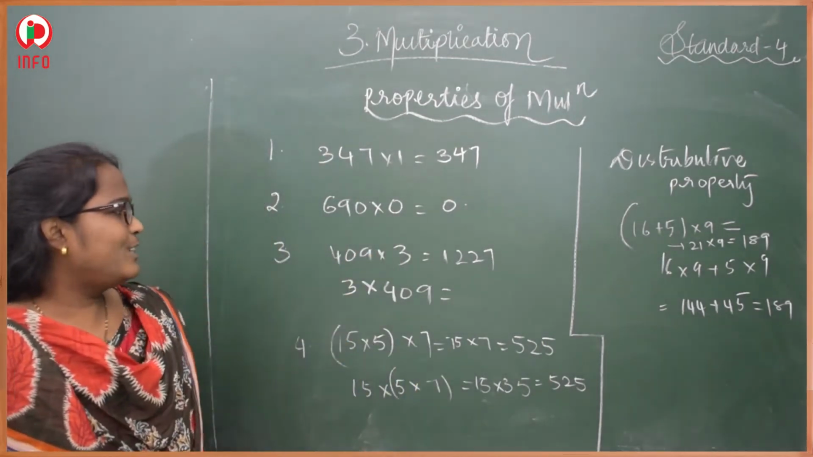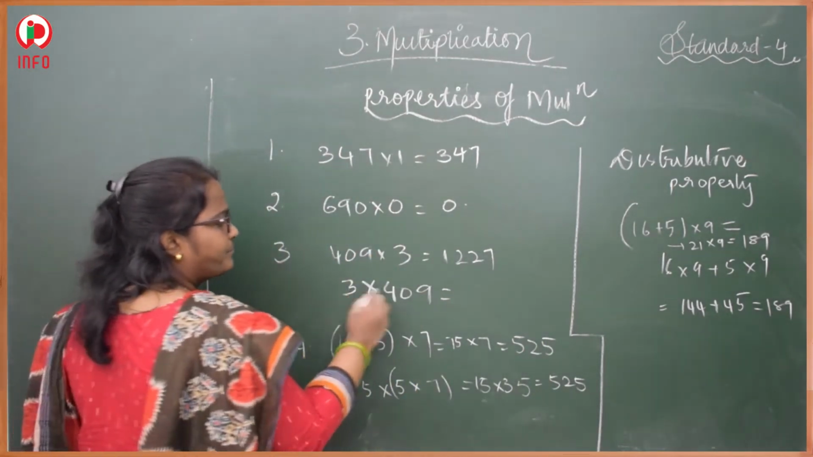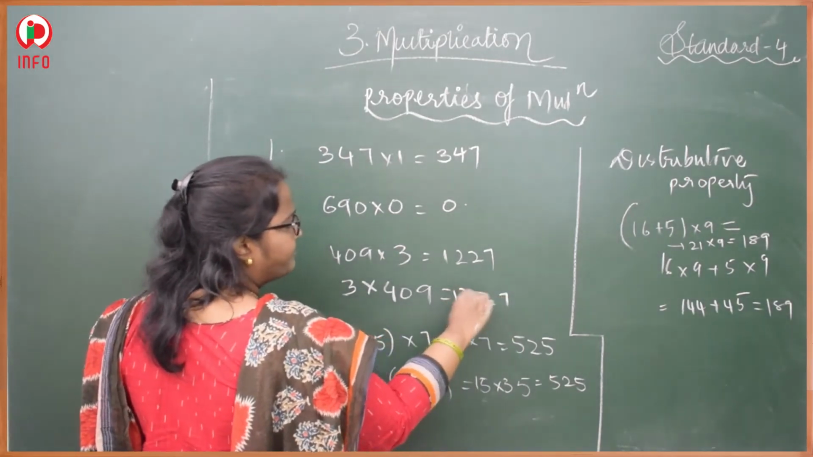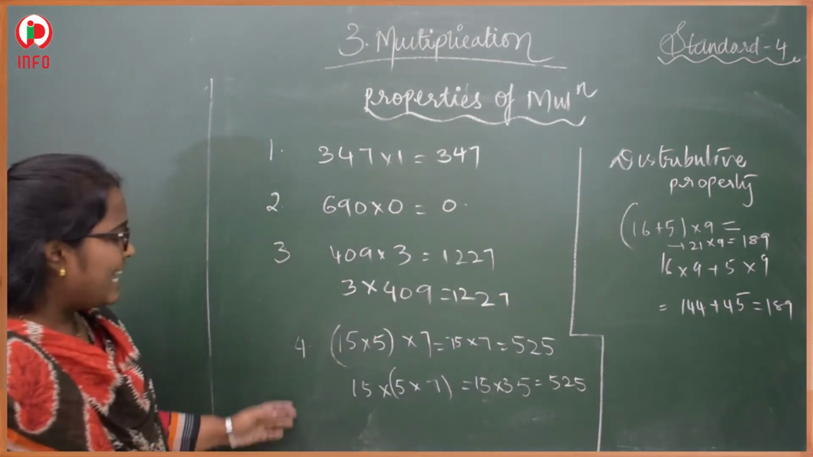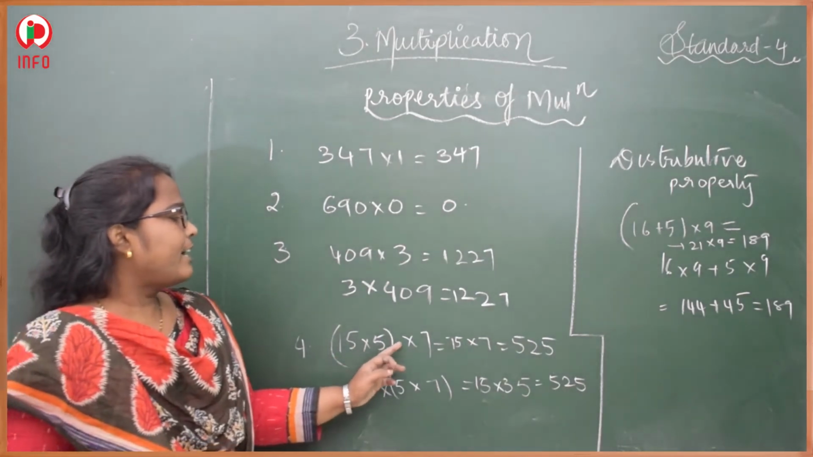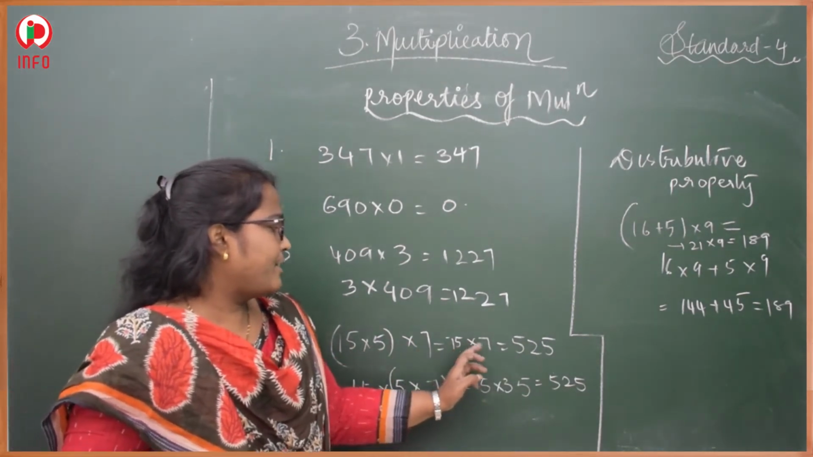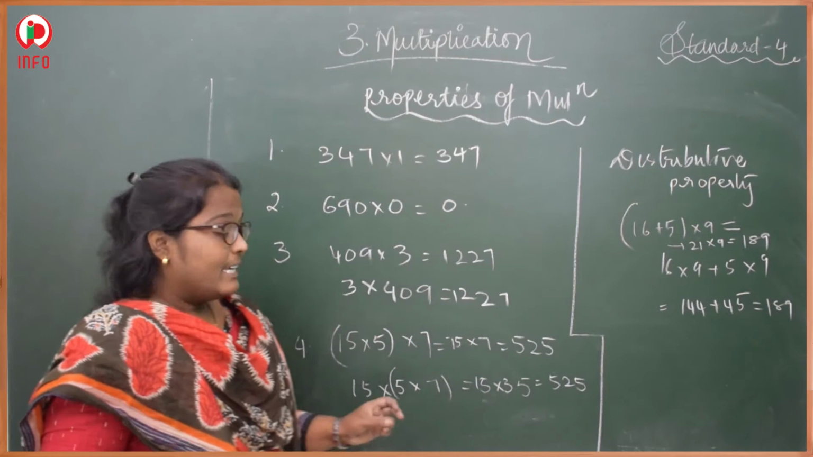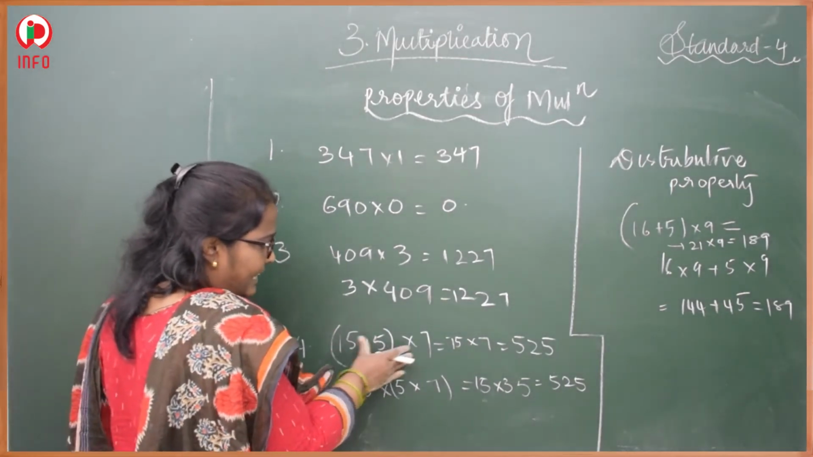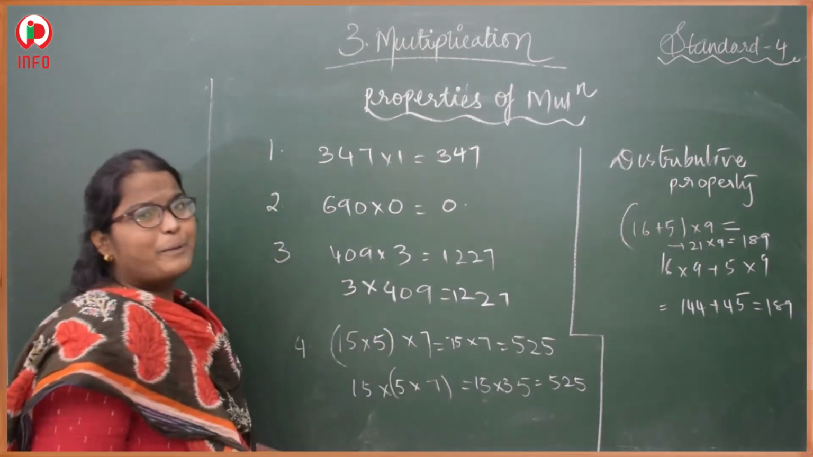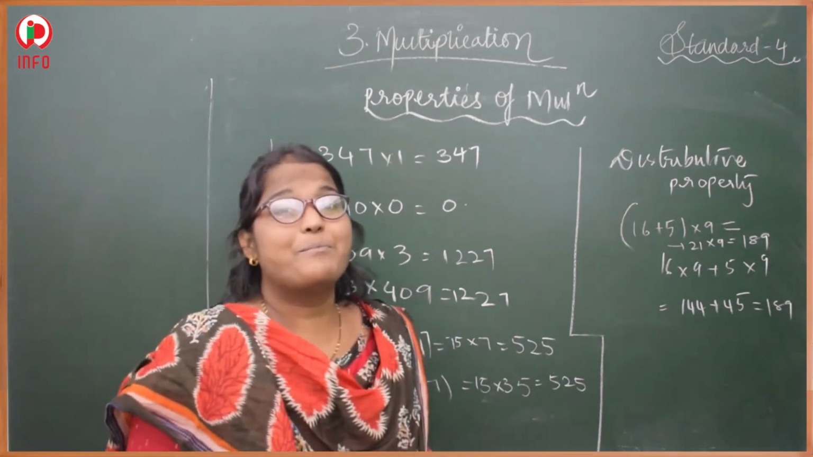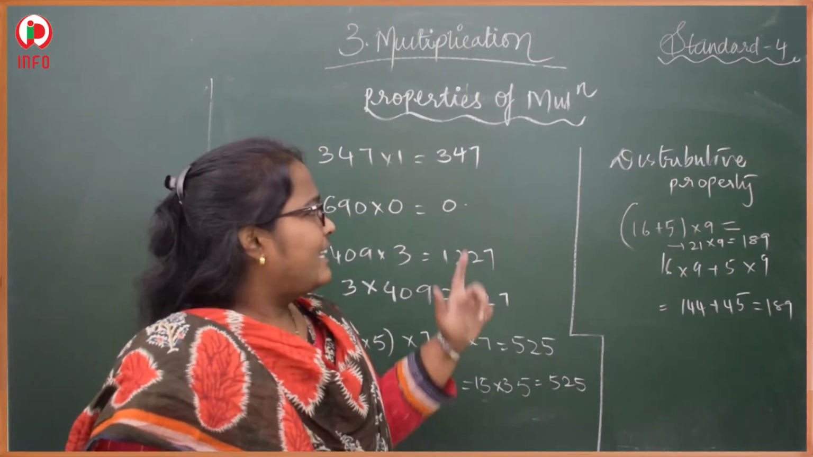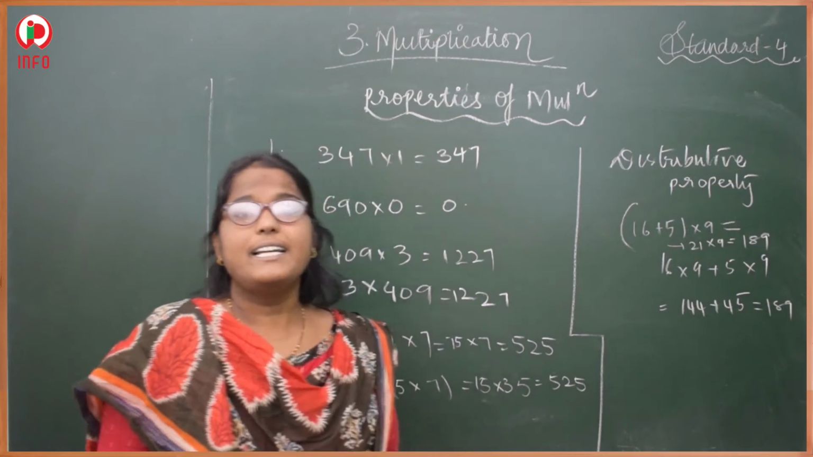So 409 into 3 is equal to 1227. Yes or no, children? The last concept is 15 into 5 into 7 is equal to 75 into 7, 525. That means I paired this and then I paired this. Whatever you pair, the value will become the same. Next is the distributive property.